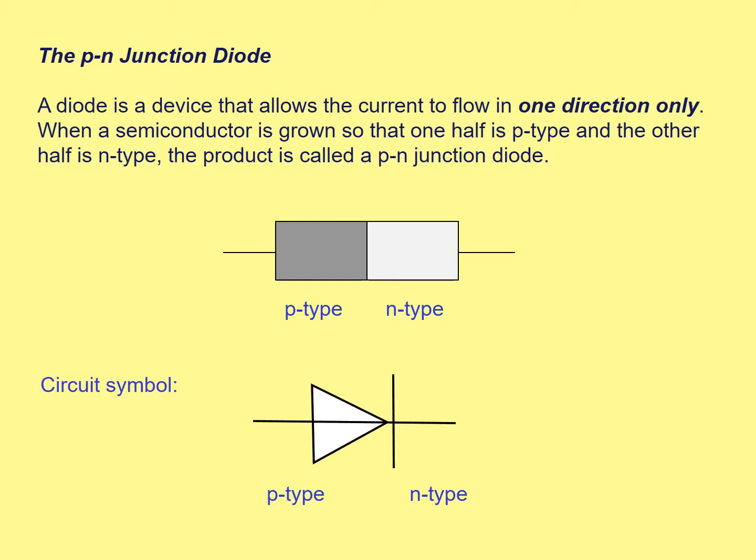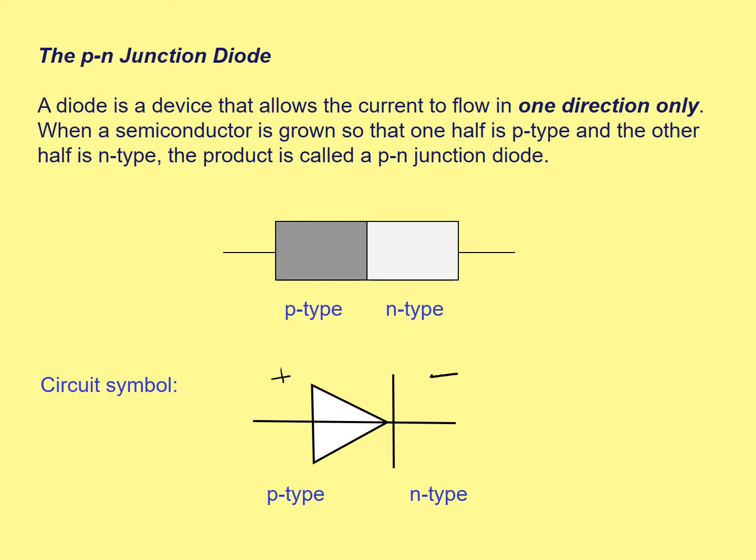Now, this diode will only conduct in one direction, and that is if the arrow part of our diode is connected to the negative terminal, and the flat end is at the positive terminal. And we can change the diodes to do different things.